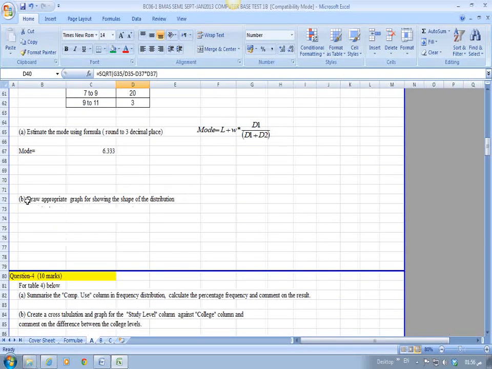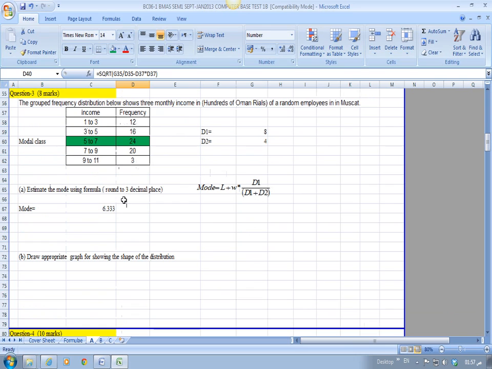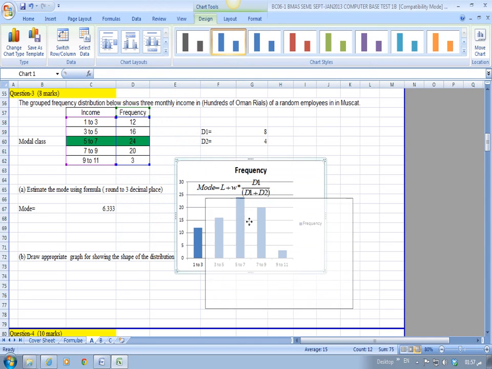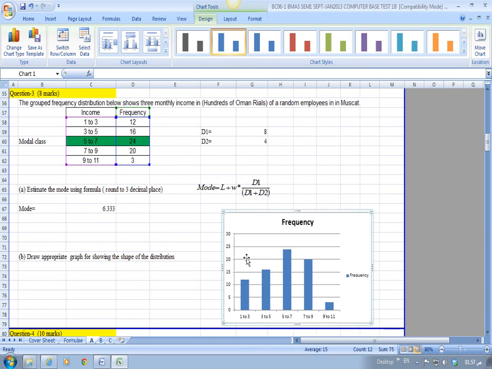Okay, the next one is draw appropriate shapes for distribution, to show the shape of the distribution. The appropriate graph for showing the shape of the distribution is a histogram. So we have to highlight the data, highlight it with the title up, and then here from insert, column chart, and now it will show you a column chart here. Actually we need to make a histogram.